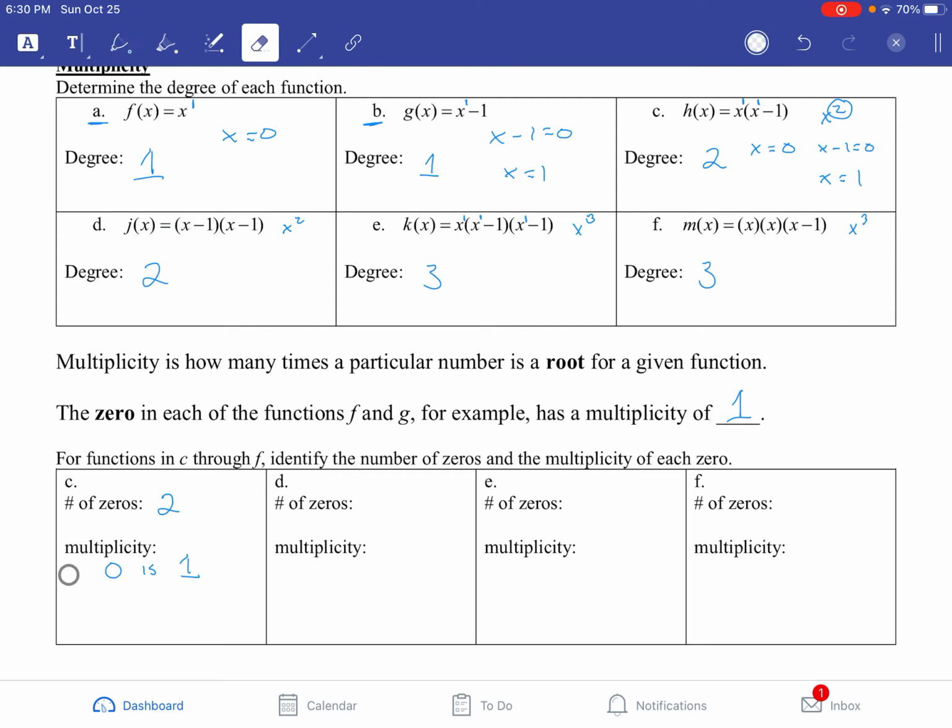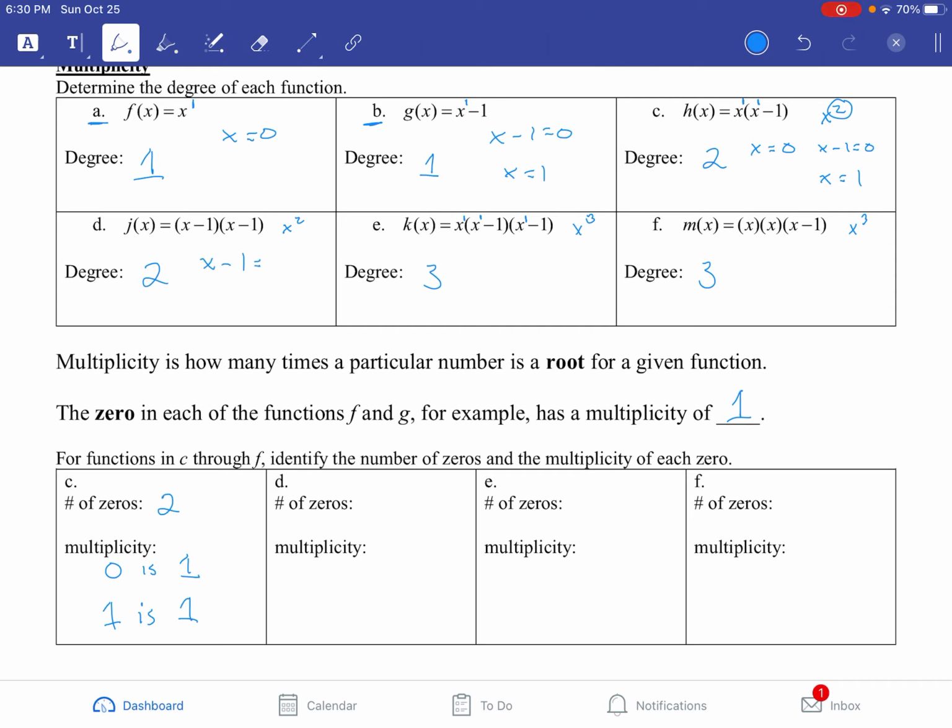Let's get rid of that part. And then we have 1 is a multiplicity of 1, okay? What that means is 0 only shows up as an answer once, and 1 shows up as an answer once. Okay, and that's going to change in part D.